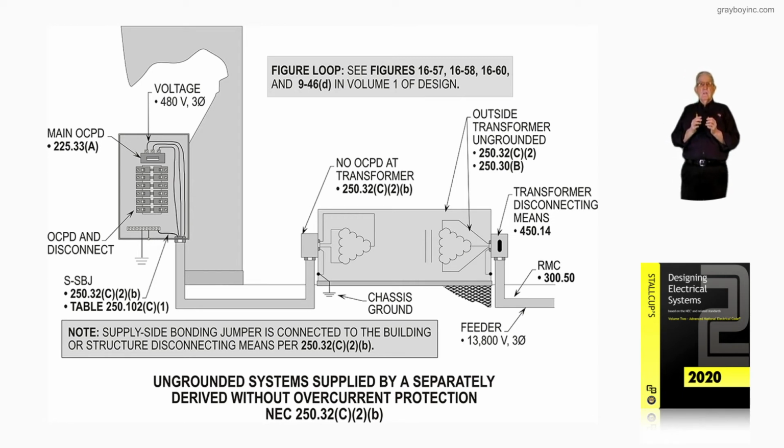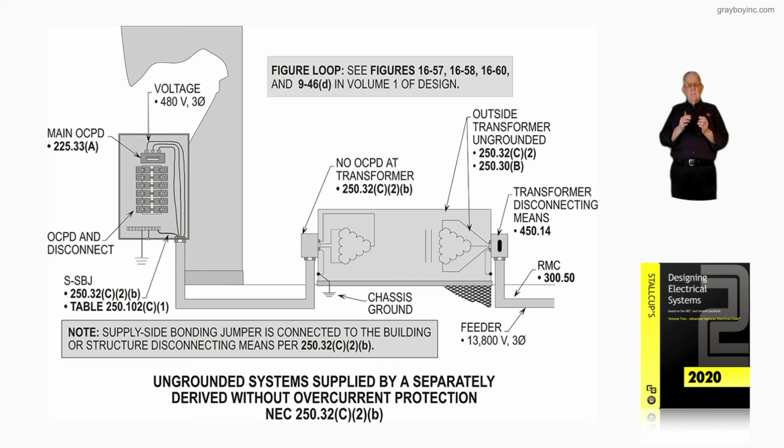See figures 16-57, 16-58, 16-60 in Volume 2 of Stallcup's design book. And you could get information also pertaining to an overcurrent device or no overcurrent device located at the transformer secondary in accordance with your figure 9-46D in Volume 1 of Stallcup's design book.